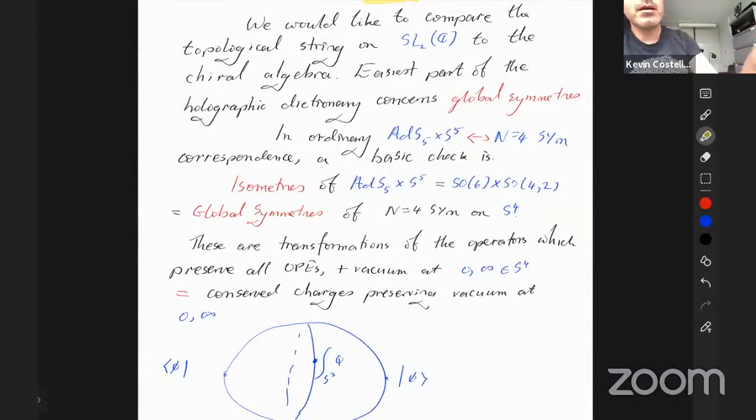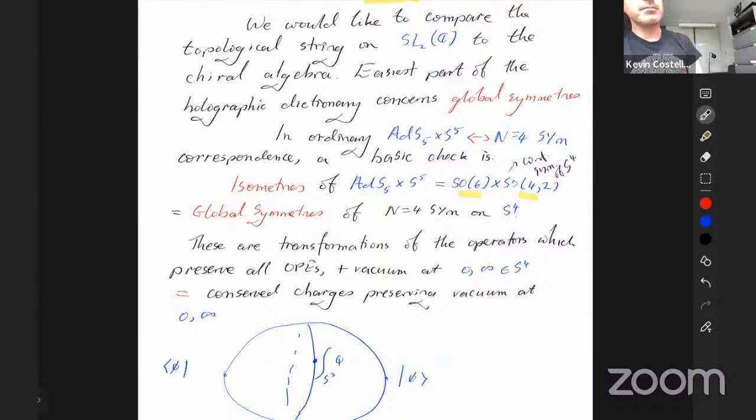And here, SO(6) rotates the 6 scalars of N=4 Yang-Mills. And SO(4,2), that's the conformal symmetries of the four-sphere, the symmetries of the four-sphere which preserve the metric up to a scaling. So because it's a CFT, these are symmetries of N=4 Yang-Mills on the four-sphere.